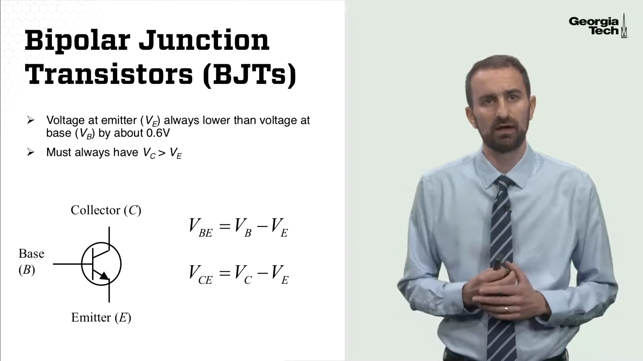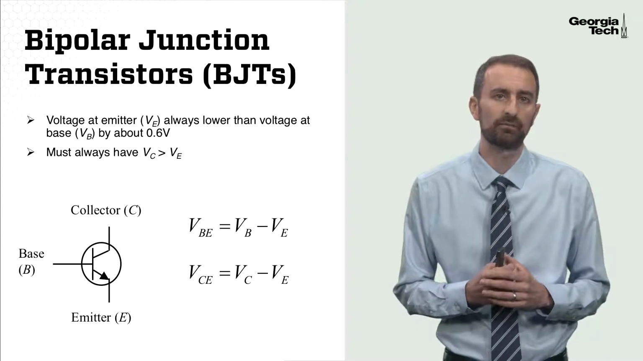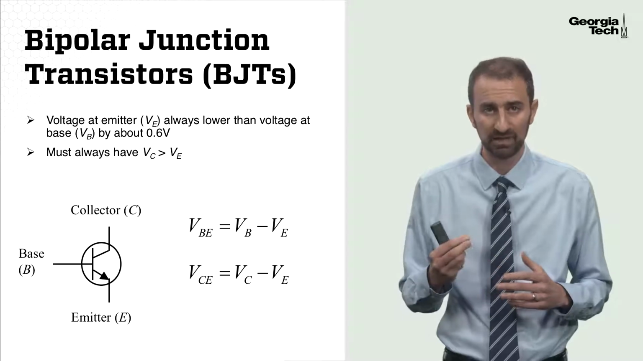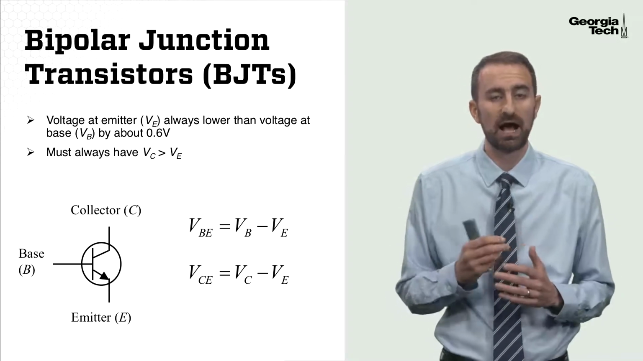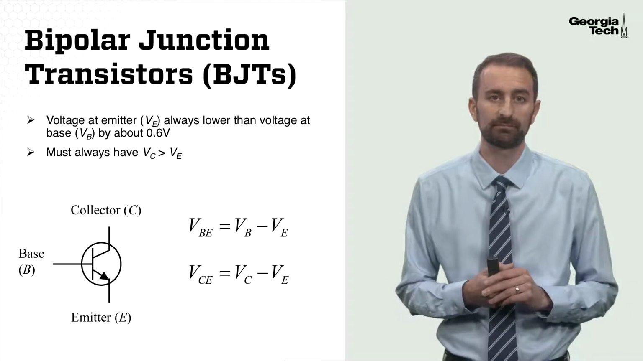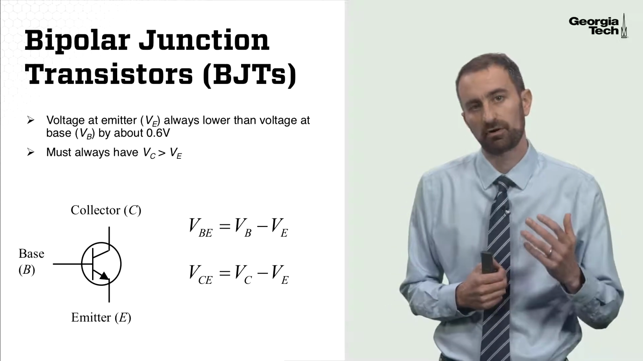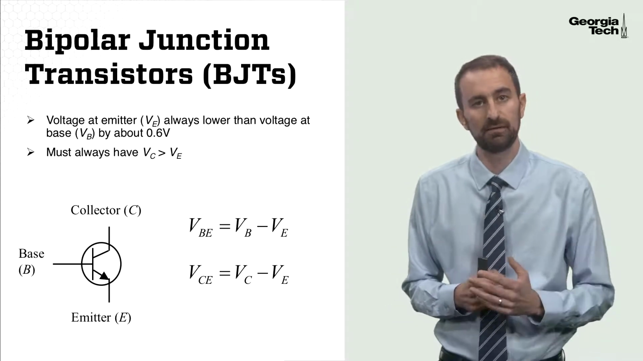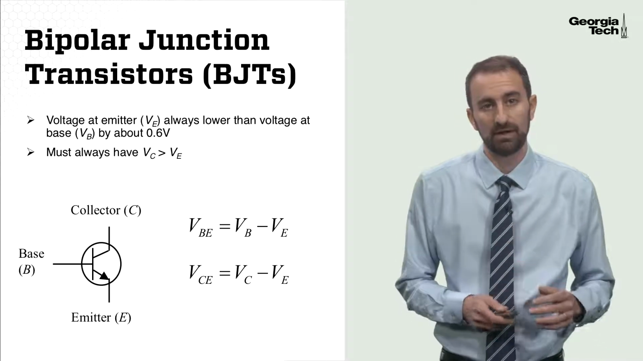The voltage at the emitter is typically lower than the voltage at the base by about 0.6 volts. And we must always have the voltage at the collector higher than the voltage at the emitter, and that ensures that our BJT is forward biased. We'll also define two terms: the voltage drop between the base and the emitter as VBE, and the voltage drop from the collector to the emitter as VCE.